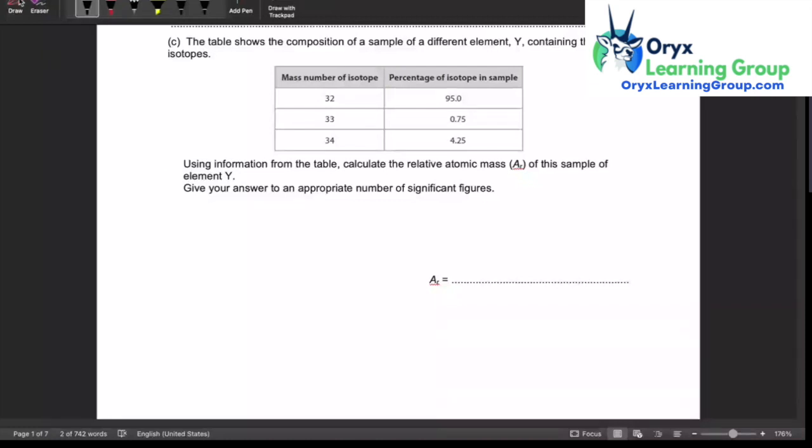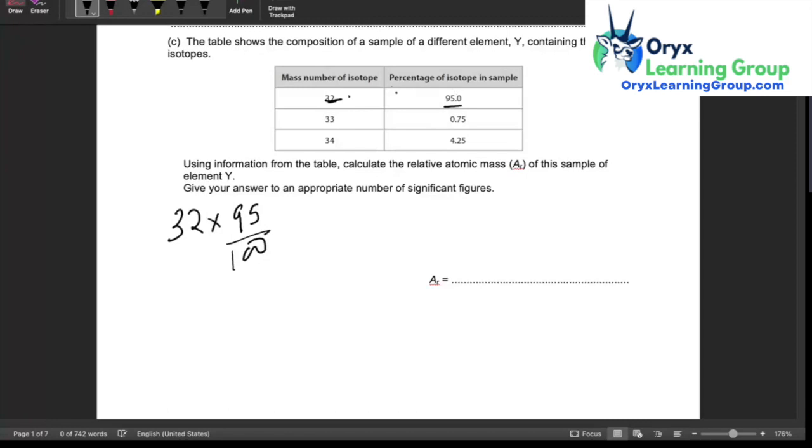So let's try to answer this one. This question is also coming in an exam tomorrow. Maybe not this sample, but some other sample. But make sure that you remember how to do it. So how do we do this one? 32 into 95 by 100. So you have to take 32 into 95, right? This is the percentage of isotope in a sample.